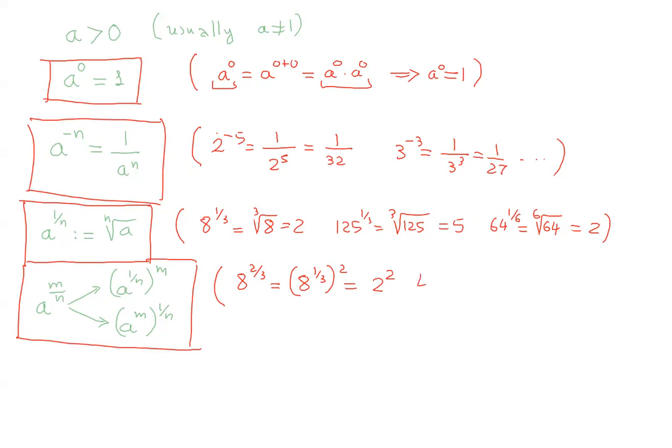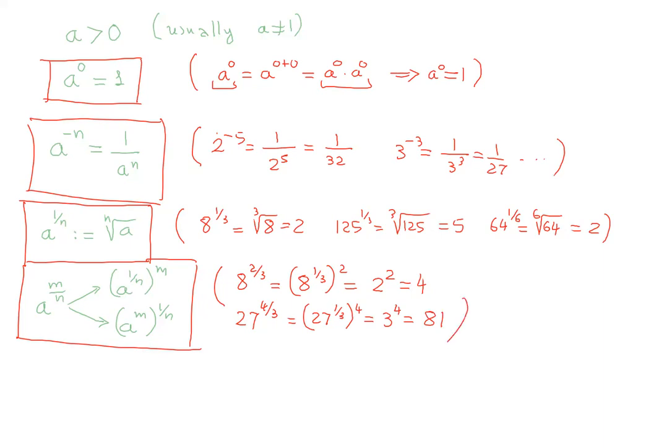And this is 4. Or let's do another one. So how about 27 to the 4/3? Why don't you pause the video and try to compute it? So 27, I said 27, I wrote 24, apologies. So how much is 27 to the 4/3? So this is going to be 27 to the 1/3, all raised to the 4th power, which is 3 raised to the 4th power, which is 81. Okay. And these are 2 simple examples.